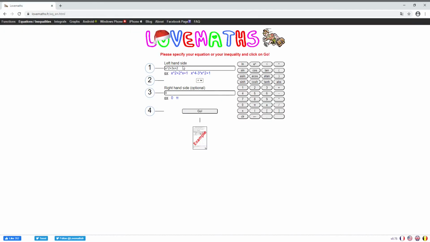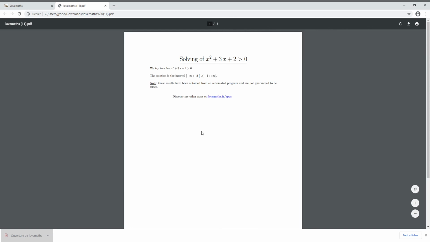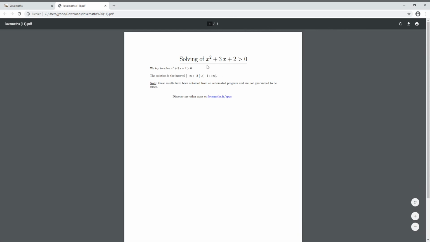A possibility also on this page is to solve inequalities. For example, we take the same expression, x squared plus 3x plus 2, and we ask that it's strictly positive. As previously, a PDF file is created. I open it. And here we can see that we have solved x squared plus 3x plus 2 strictly positive. And we are told that these solutions are the interval minus infinite minus 2 excluded, union minus 1 excluded, plus infinite.